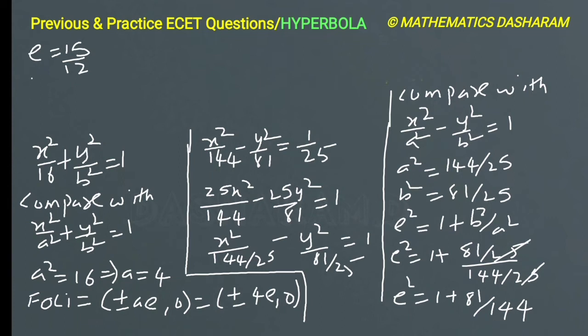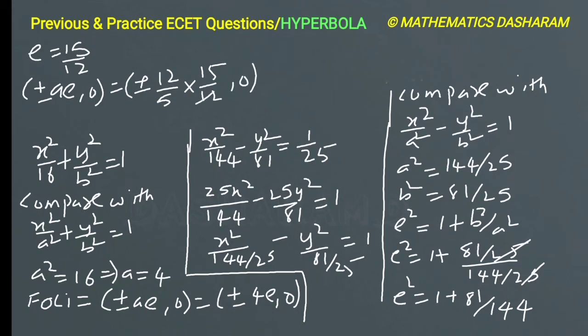Now let's find the foci of the hyperbola. The formula is AE comma 0, so plus or minus a value. Here a square value is 144 by 25, then a value is 12 divided by 5, into e value 15 divided by 12 comma 0. Here both are cancelled, 5 ones are 5, threes are 3. So it equals plus or minus 3 comma 0.